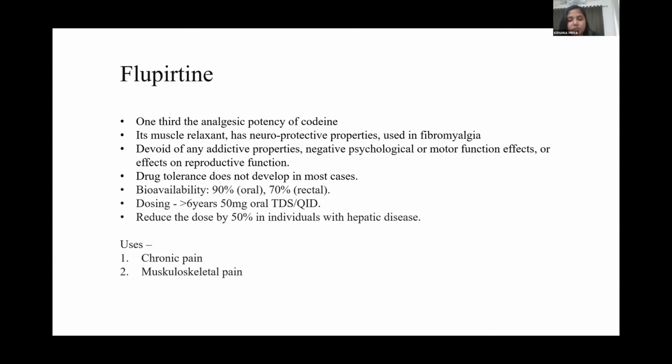Drug tolerance does not develop in most of the cases, and bioavailability is 90% oral and 70% rectal, and the dosage is for more than 6 years. That is 50 milligram oral, that TDS to QID it can be given. Reduce the dose by 50% in patients with hepatic disease. Uses can be chronic pain and musculoskeletal pain.